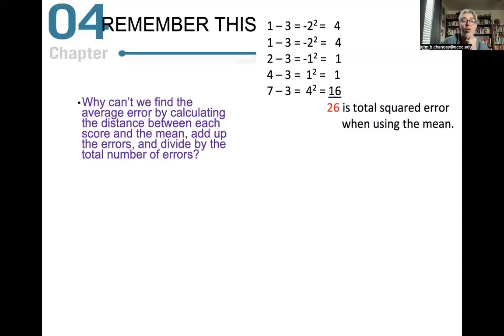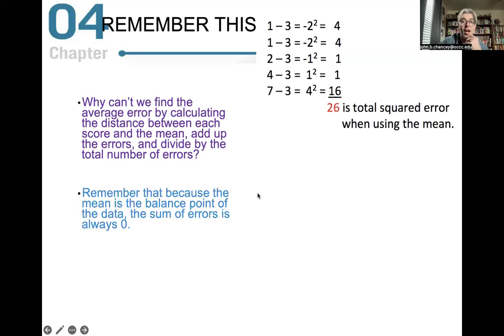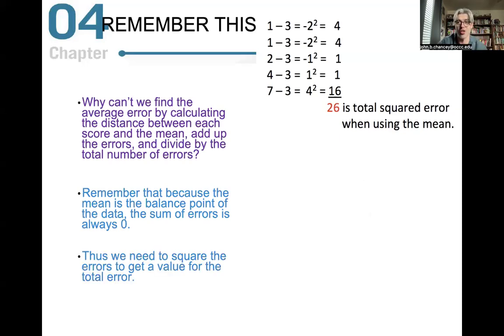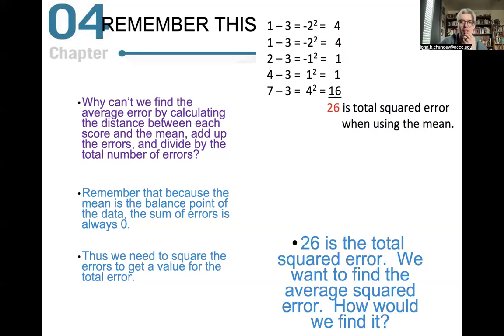So why can't we find the average error by calculating the distance between each score and the mean and adding those up? Well, guess what? If we add them all up without squaring, it's going to give us 0. So we've got to square it. Otherwise our sum of errors is going to be 0, and it's going to look like there's no variation when clearly there is. So 26 is the total squared error.